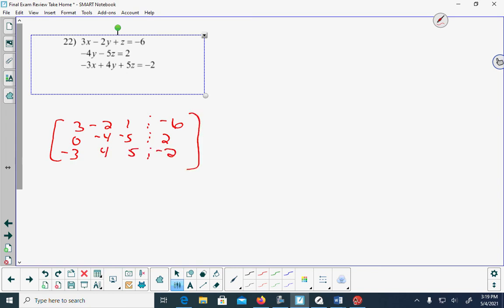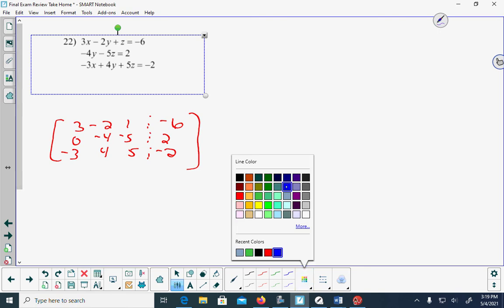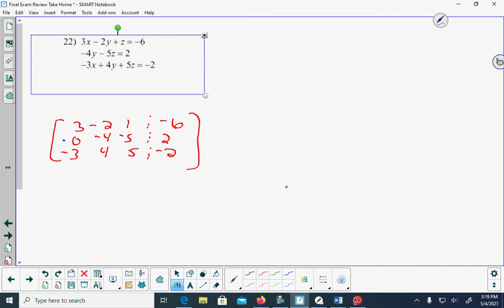So if I'm following the pattern, the first thing it says I should do is row 1 and row 2 to eliminate the x. But the x is already gone. There's already a 0 there. So I'm not going to bother doing that first step because I'm happy with that 0 in that row and in that column. The next thing I'm going to do is row 1 and row 3.